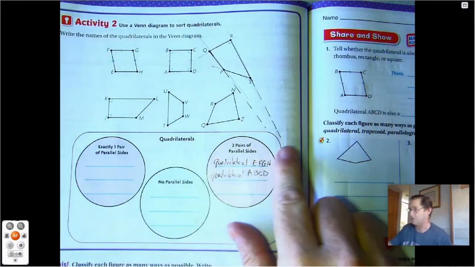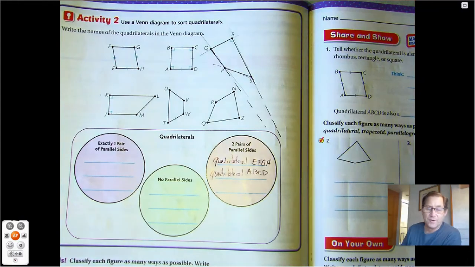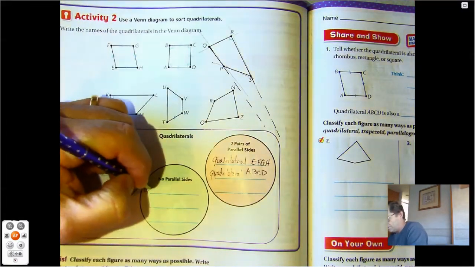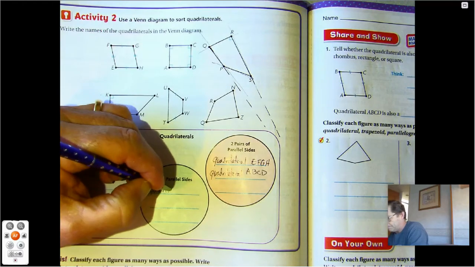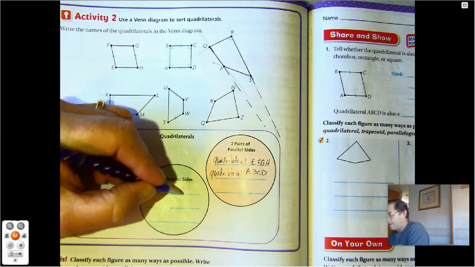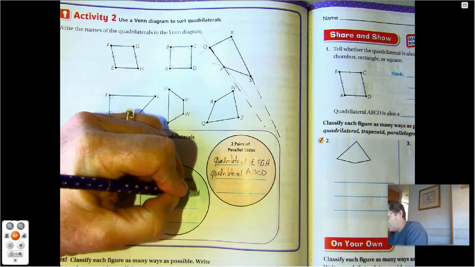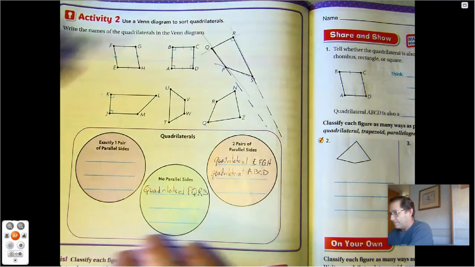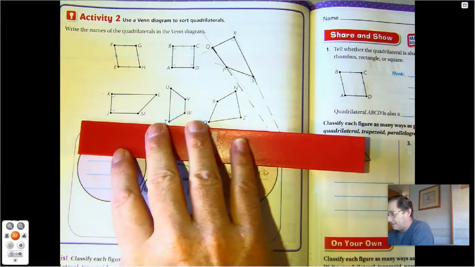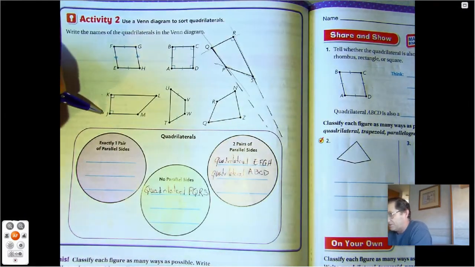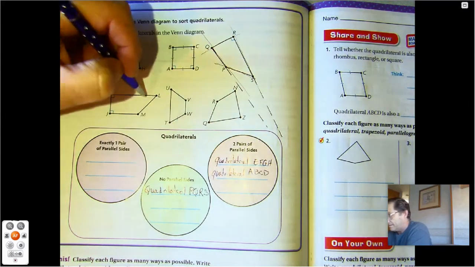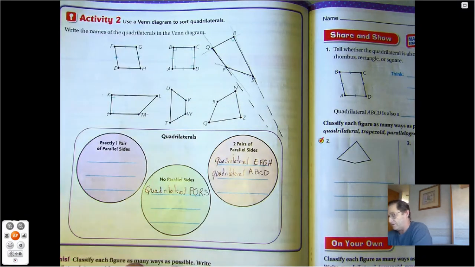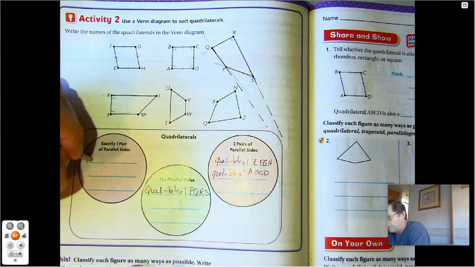And you see how it's getting closer and closer. So that has no parallel sides. The quadrilateral PQRS. All right. And then activity, the next one, JKLM. The top and the bottom appear to be parallel, so it has one pair of parallel sides.